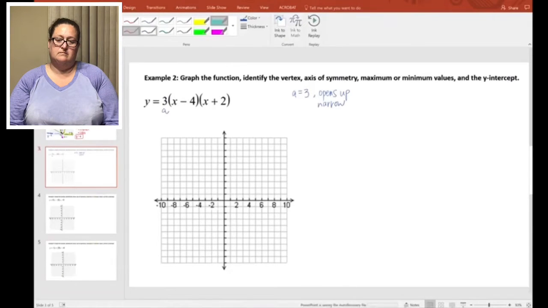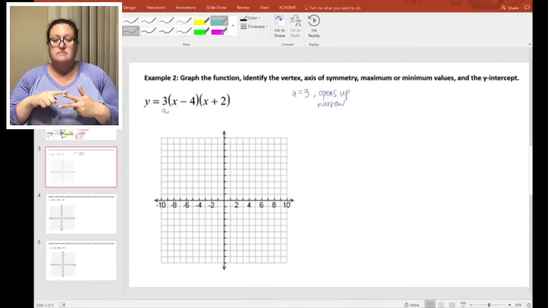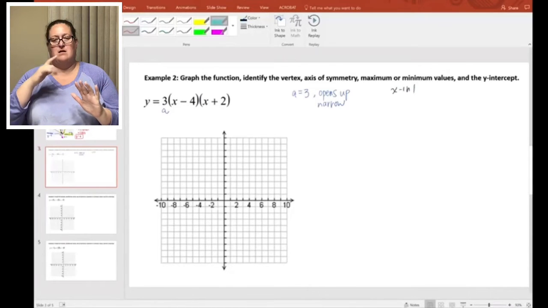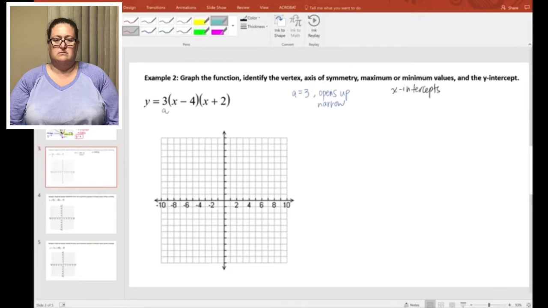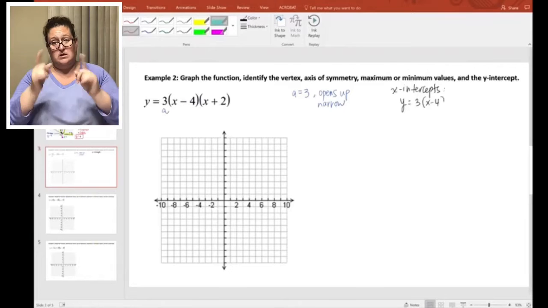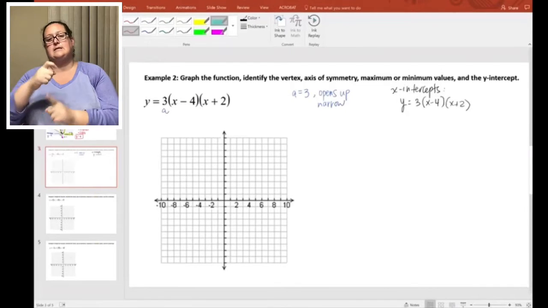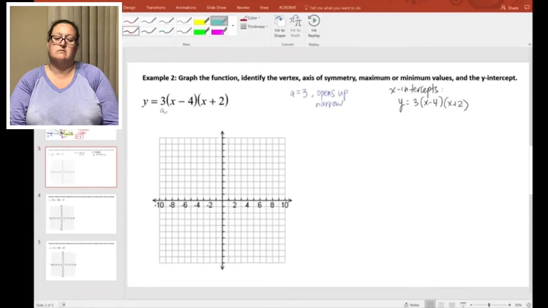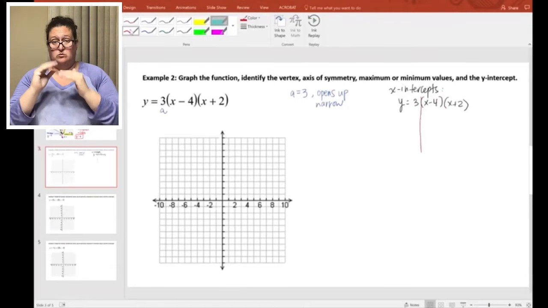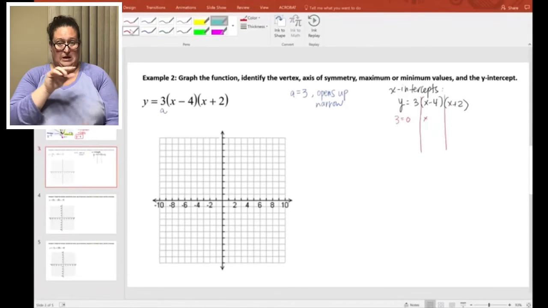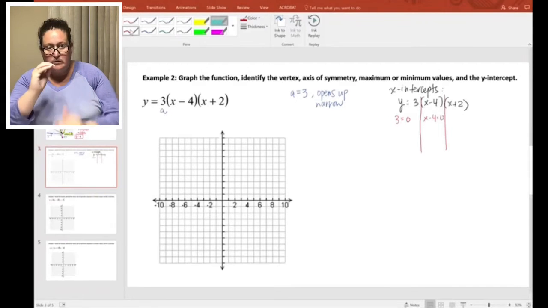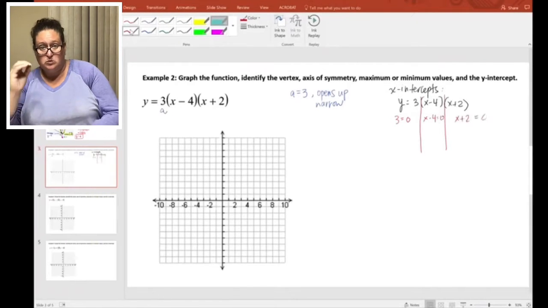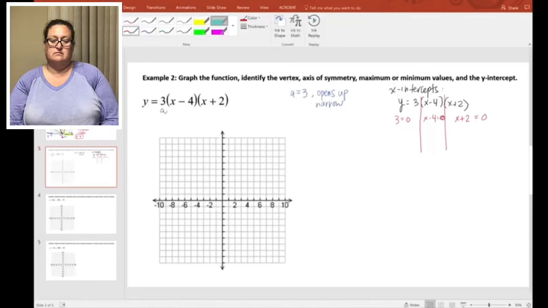Step number 2, I need to identify my x-intercepts. So I'm just going to rewrite the problem. Y equals 3 times x minus 4 times x plus 2. Afterwards, I want to set each factor equal to 0. So I have 3 equals 0, x minus 4 equals 0, and x plus 2 equals 0. Now I need to solve each equation.